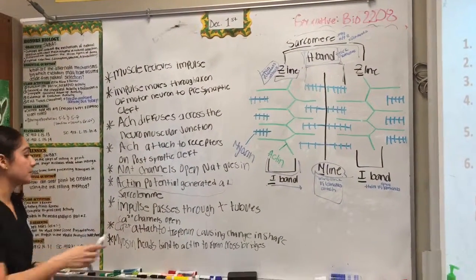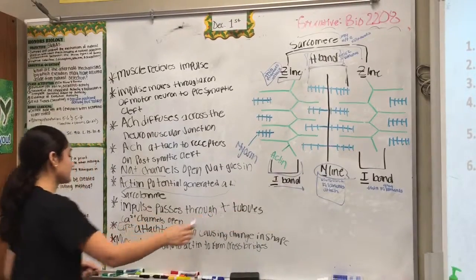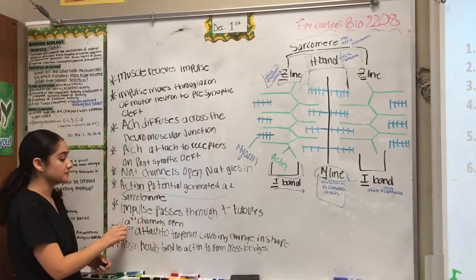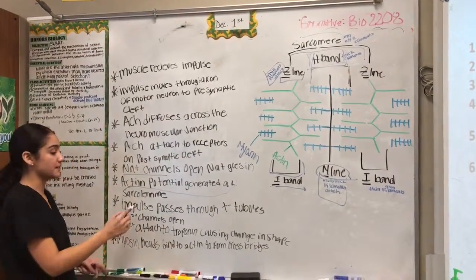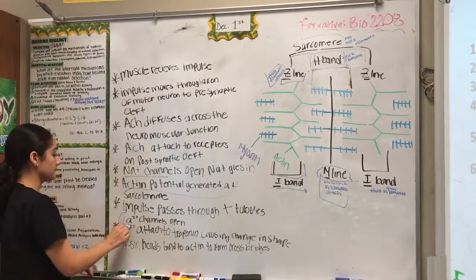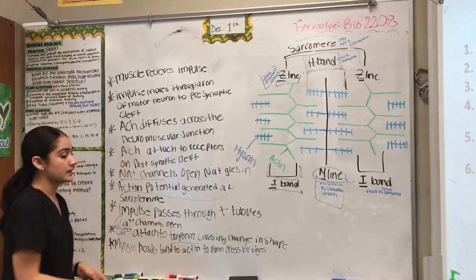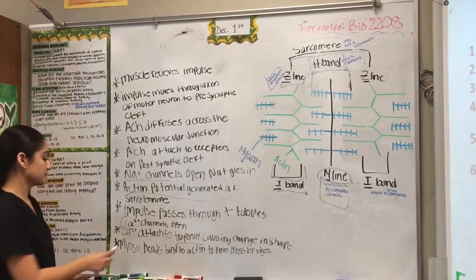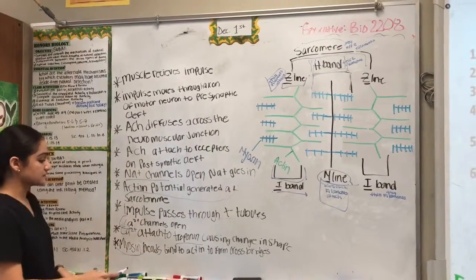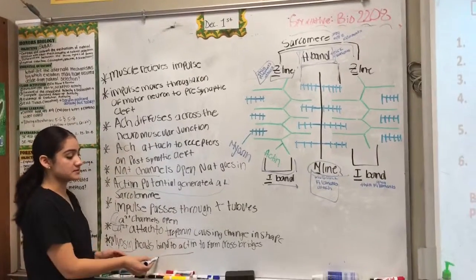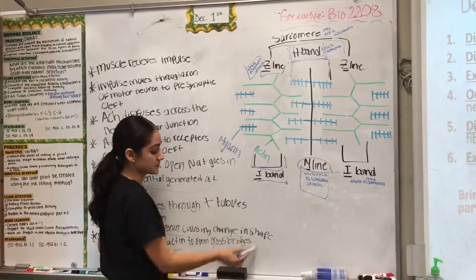An impulse will pass through the T-tubule, and then calcium ion channels will open. Calcium ions will go in, and then they will attach to troponin, and that will cause a change in shape, and then the myosin heads will bind to actin to form cross bridges.